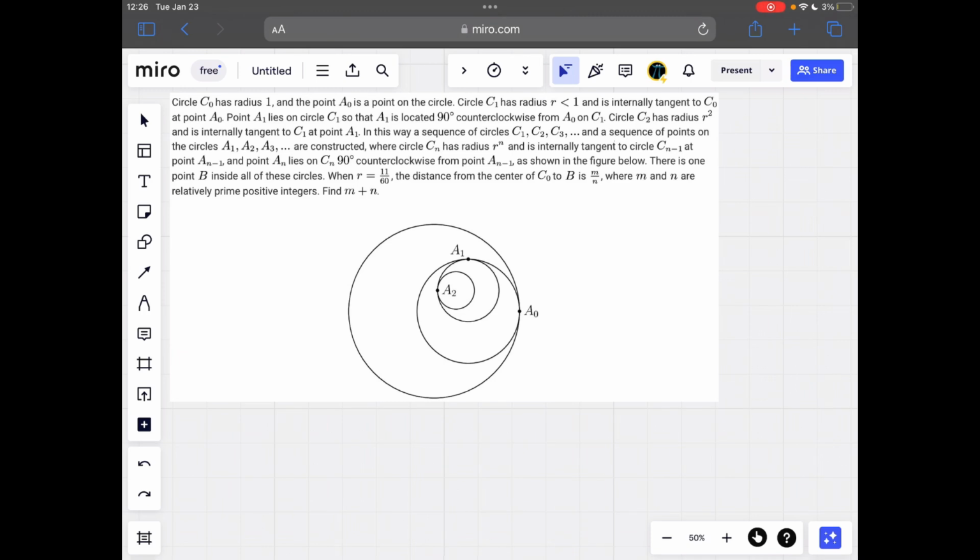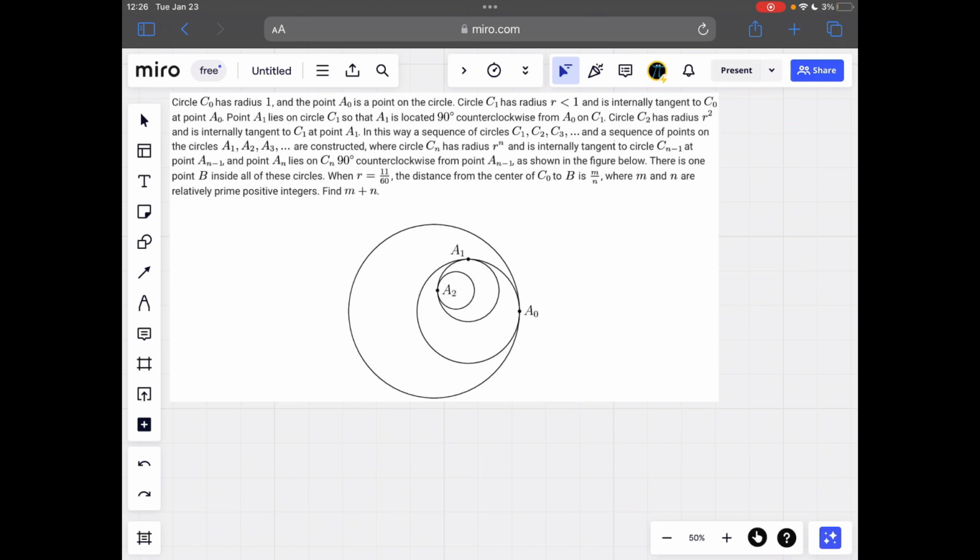In this way, we construct a sequence of circles C1, C2, C3, and so on, and a sequence of points on the circles A1, A2, A3, and so on, where circle Cn has radius r to the n, and is internally tangent to circle Cn-1 at point An-1, and point An lies on Cn 90 degrees counterclockwise from point An-1, as shown in the figure below.